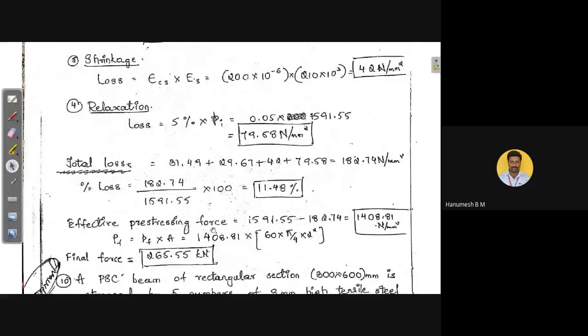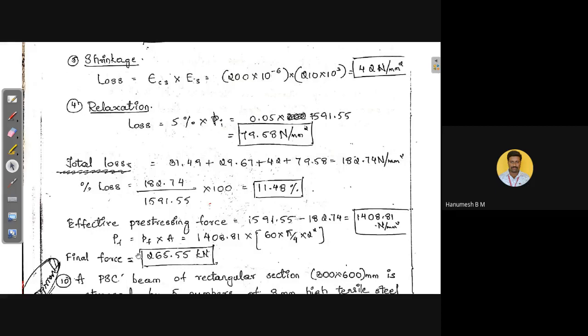Now we can also calculate the effective pre-stressing force. It is initial stress minus loss. It will be the final pre-stress in the cable. That final pre-stress multiplied by area of the steel will give the final force in the cable. That is, final force is equal to pre-stress after all losses multiplied by cross-sectional area of the wires of all the cables. Hence it should be multiplied by 60 numbers because 60 wires are present in this PSC beam.